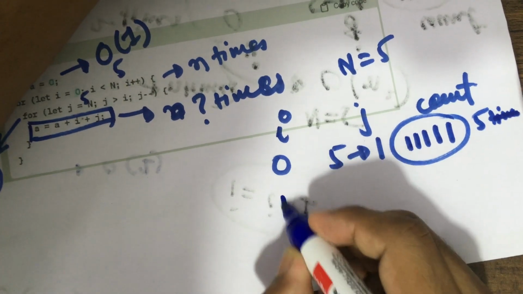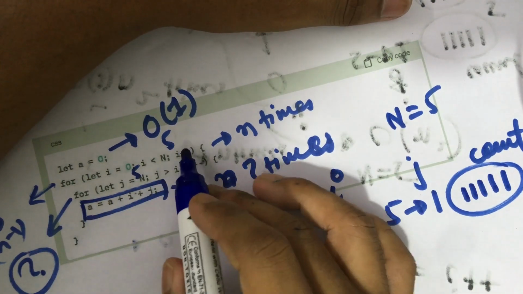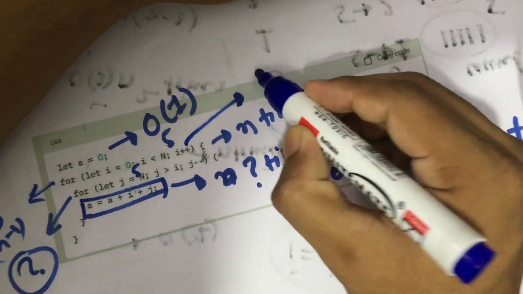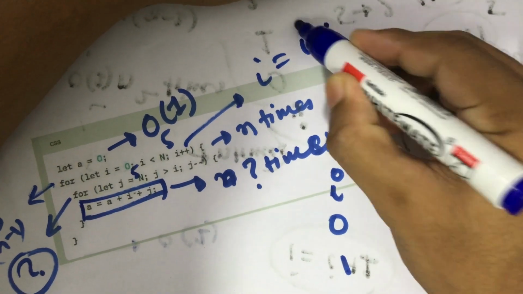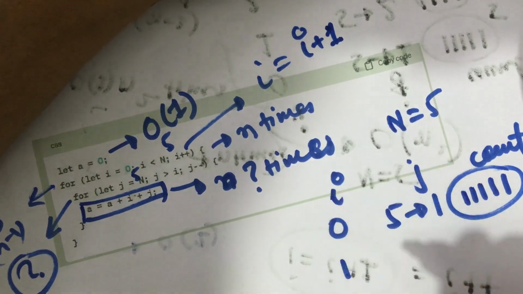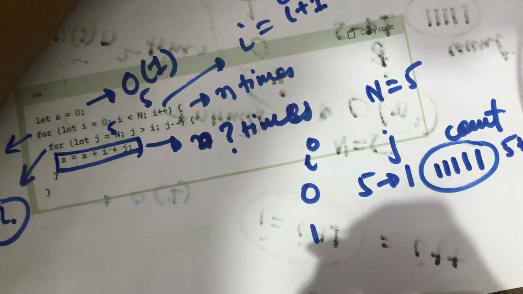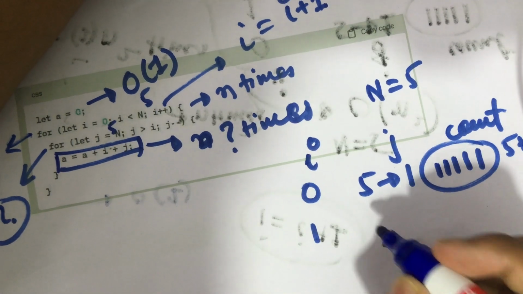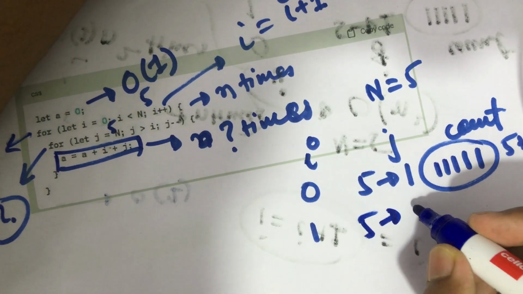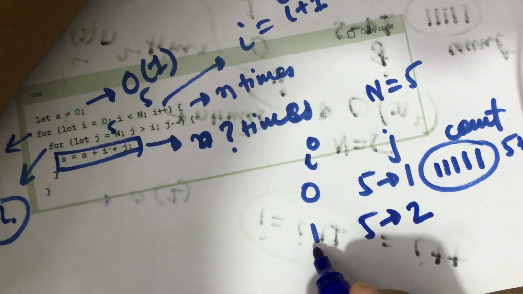Now I becomes 1, because this is the second round. In the second round I is incremented. I plus plus basically means I becomes I plus 1, so I will be incremented by 1. So now j's value will fluctuate from 5 till 2. Why? Because it can never reach 1.